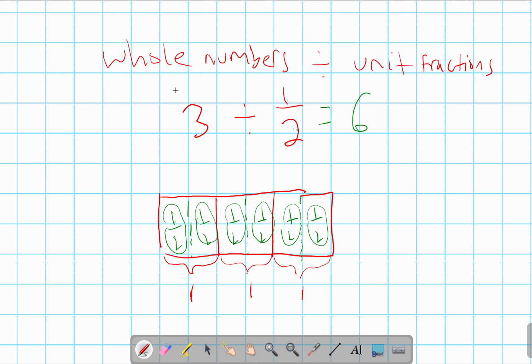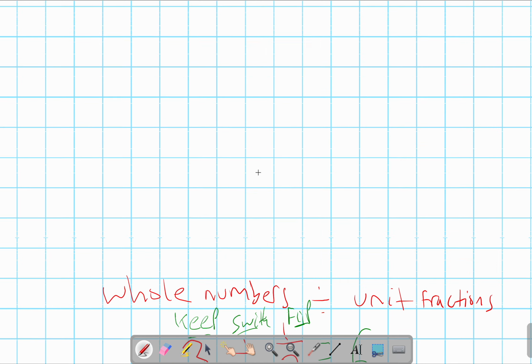The keep, switch, flip. Keep, switch, flip. Let's try it out. Okay, so let's try it out. Keep. So we're going to do 3 divided by 1/2. Okay, so this we're going to keep. This we're going to change. We're going to switch to multiplication. And this we're going to flip.